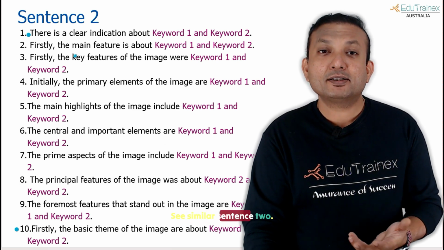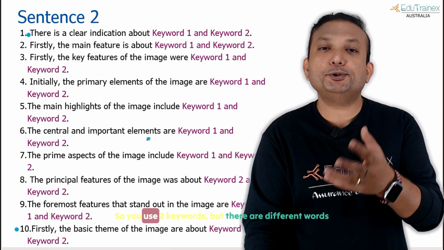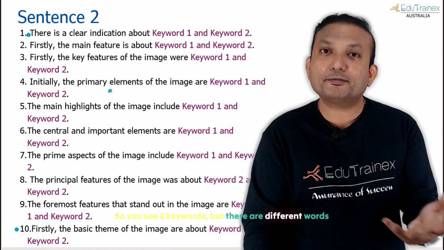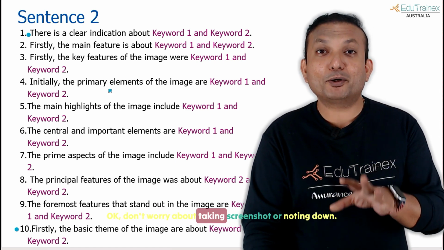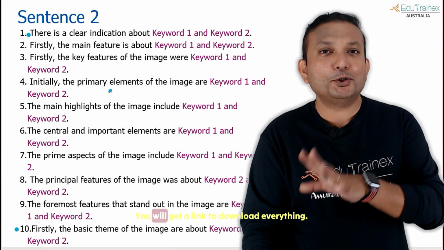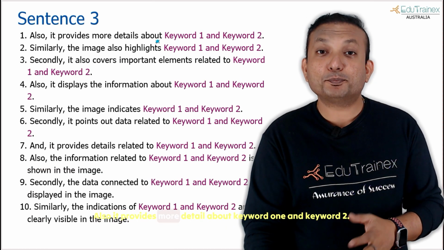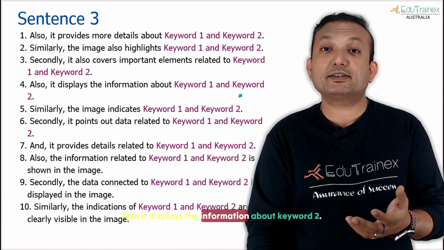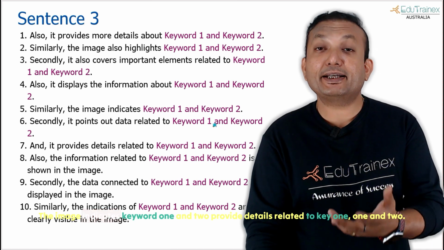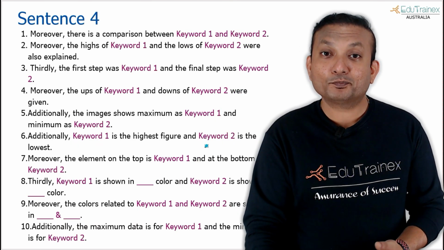See, similar. Sentence 2: there is a clear indication about keyword 1 and 2. So you use 2 keywords, but there are different words that are used to describe the same. Don't worry about taking screenshots or noting down; you will get a link to download everything. Also, it provides more detail about keyword 1 and keyword 2. Also, it displays the information about keyword 2. The image indicates keyword 1 and 2, provides details related to keyword 1 and 2.